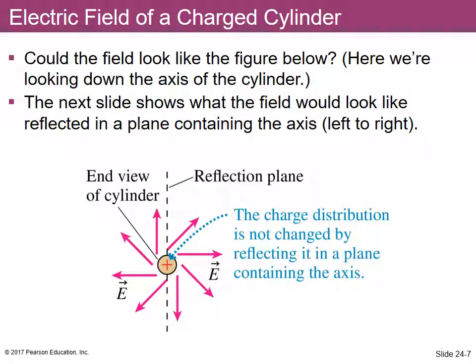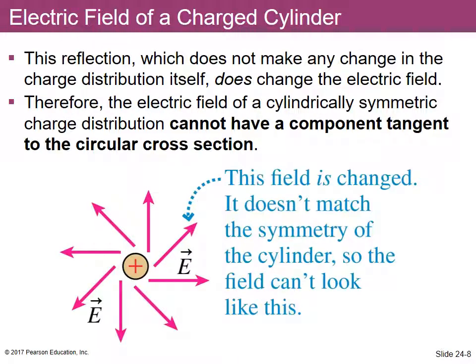Could the field look like the figure below? Here we are looking down the axis of the cylinder. The next slide shows what the field would look like reflected in a plane containing the axis, left to right. This reflection, which does not make any change in the charge distribution itself, does change the electric field. Therefore, the electric field of a cylindrically symmetric charge distribution cannot have a component tangent to the circular cross-section.